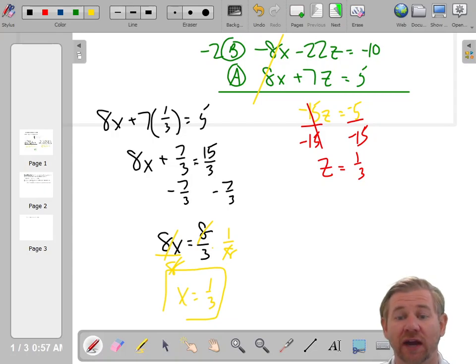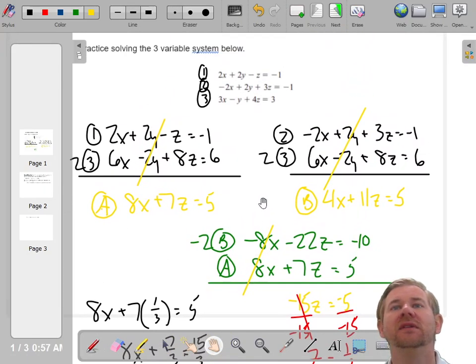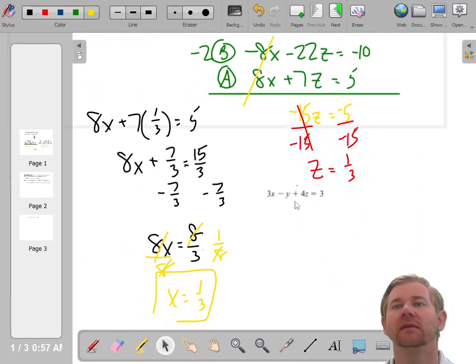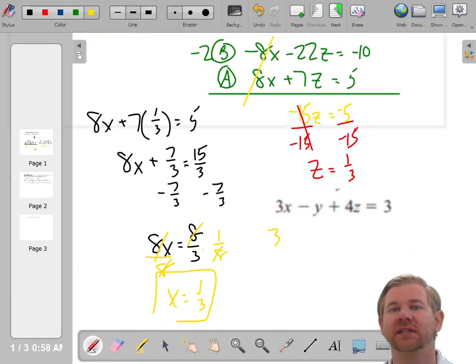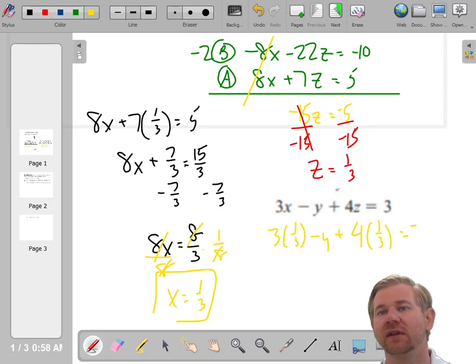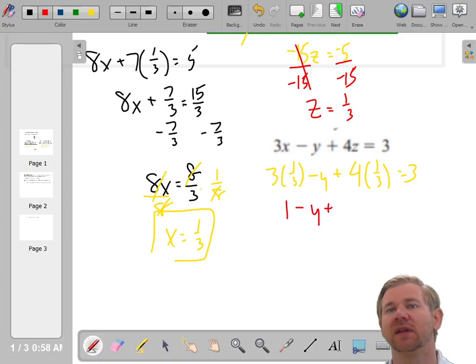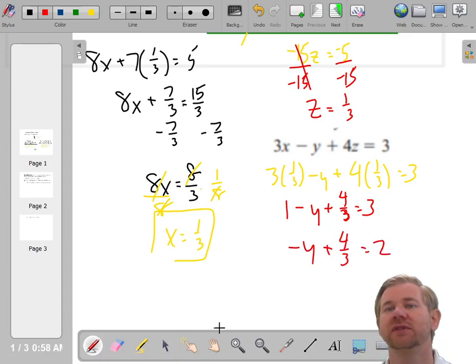So far we have two fractions and they're both 1/3. And now we just need to get the last one. So we'll go back and get y. Which one looks easy? Probably this guy. So I'm going to copy it so I don't have to keep flipping back. All right. So 3 times x, 3 times 1/3, minus y plus 4 times z, which is also 1/3, equals 3. At least that's nice. 3 times 1/3 is 1, minus y plus 4/3 equals 3. Subtract 1, negative y plus 4/3 equals 2.